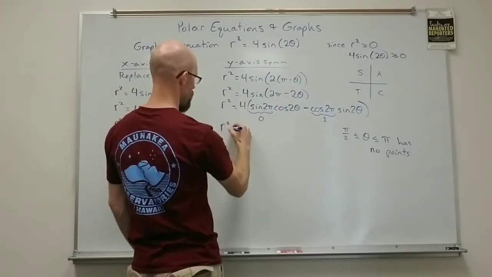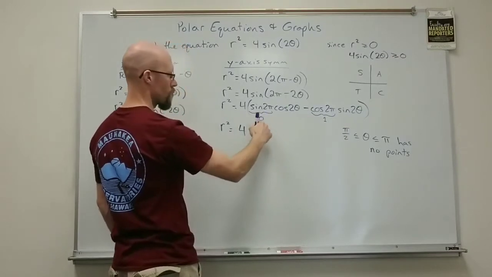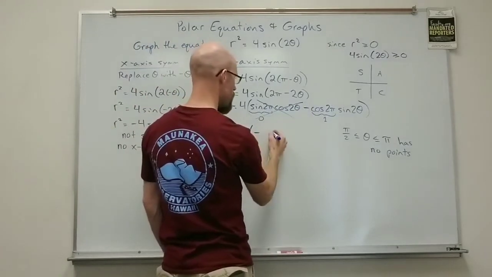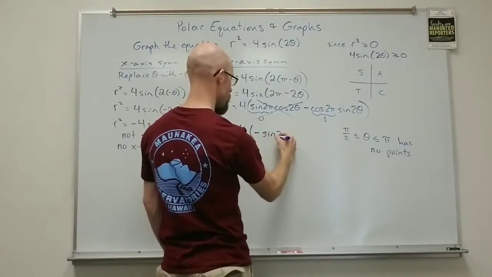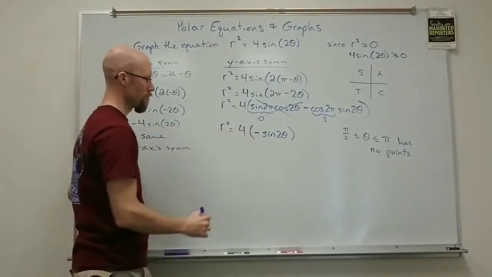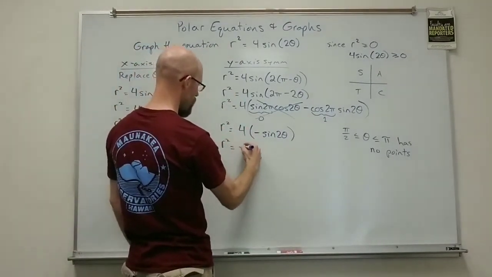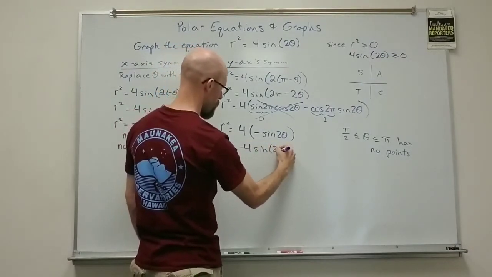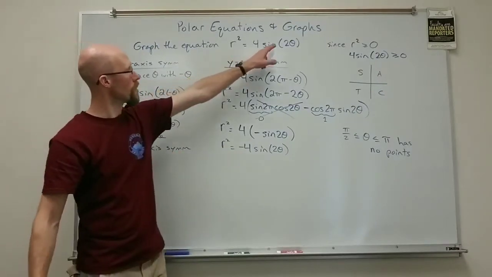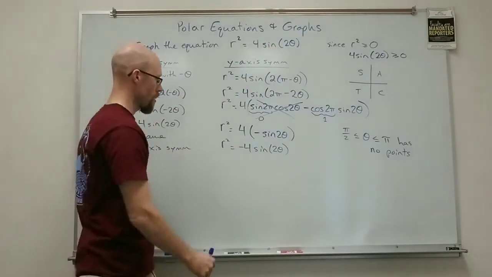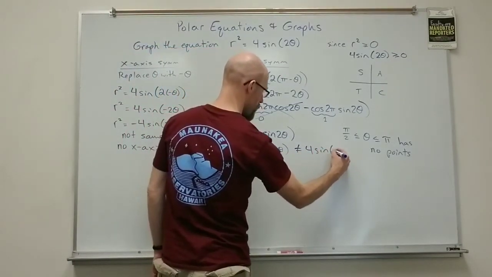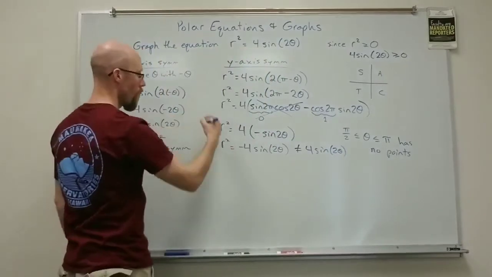So I get r squared equals 4 times, well, this whole term drops out, right, if one of the factors is 0, and this becomes negative sine of 2 theta. Of course here I can bring the negative out, I get r squared equals negative 4 times the sine of 2 theta, which of course is not equal to the original function, okay? So it's not equal to 4 times the sine of 2 theta. So again, there's no y-axis symmetry.